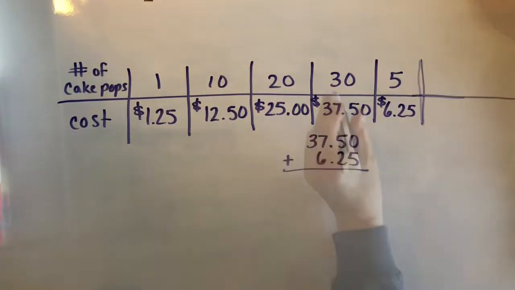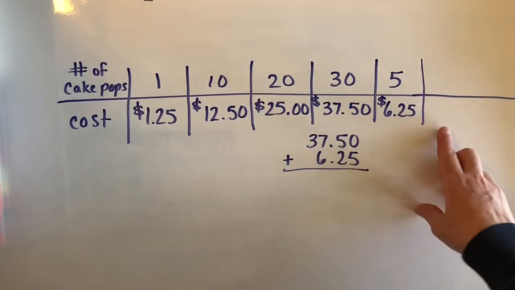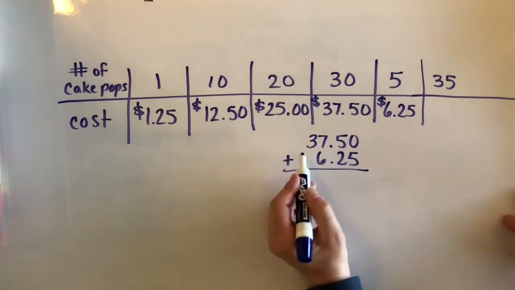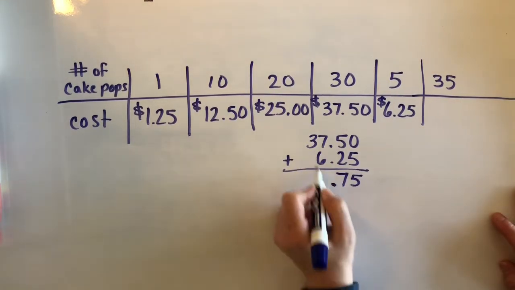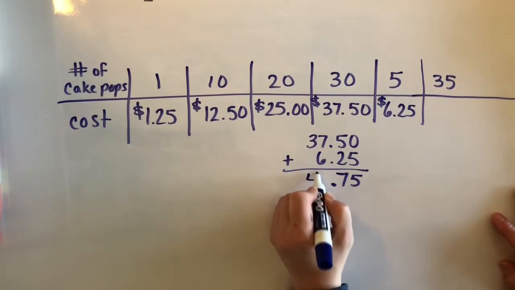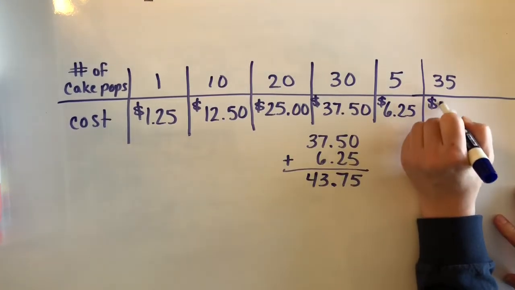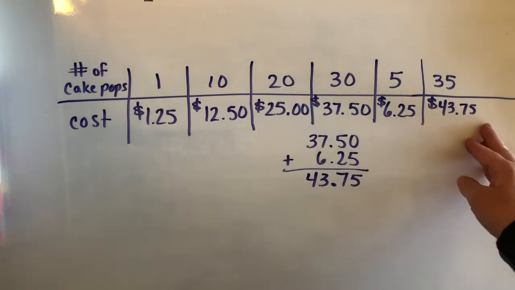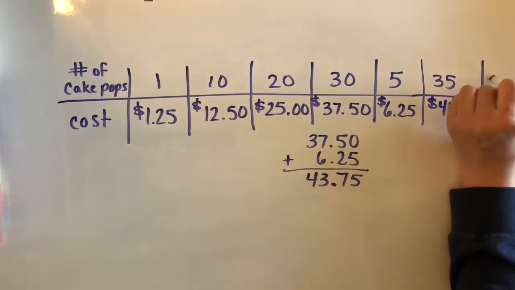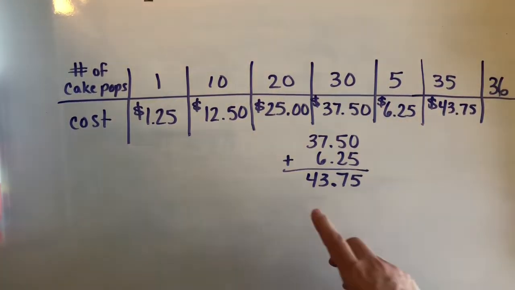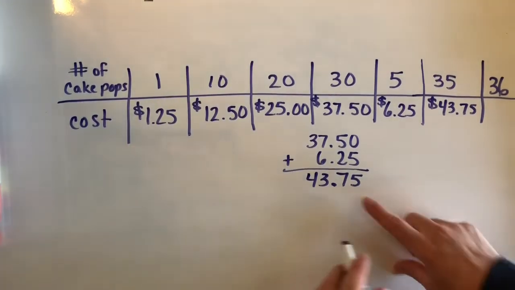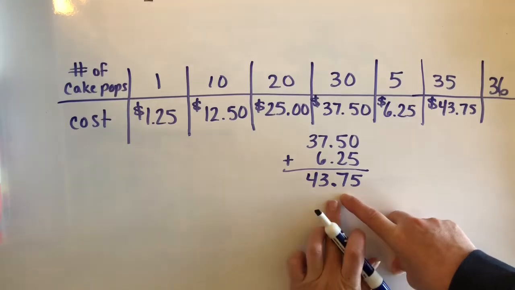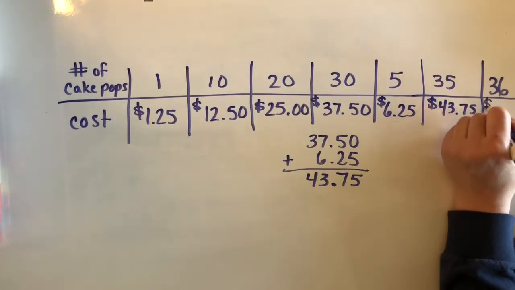So it'd be $6.25. So in order to find 35, I need to add these two together. So this would be 75 cents, and 37 plus 6 is 43. So this is $43.75. Now, to do the last one, to get to that 36, I would need to add just simply one more $1.25 to this. So if I add $1 here, it's $44.75 plus 25 cents, it'd be $45.